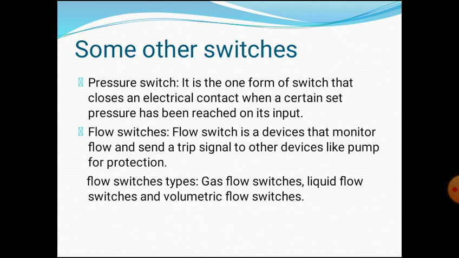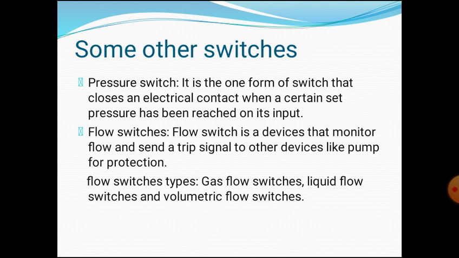Some other switches are pressure switch. It is one form of switch that closes an electrical contact when a certain set pressure has been reached on its input. Next is flow switch. A flow switch is a device that monitors flow and sends a trip signal to other devices like pump for protection. Flow switch types: gas flow switches, liquid flow switches, and volumetric flow switches.